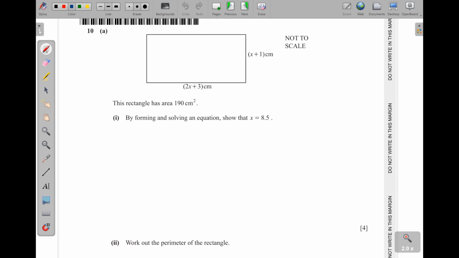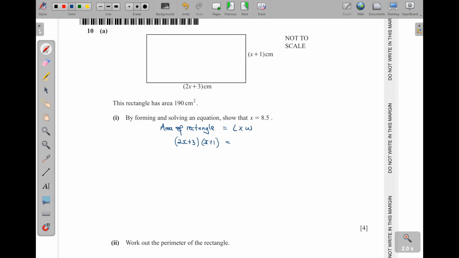Question 10, part A, we are given a rectangle which has the area 190 centimeters squared. Roman 1, by forming and solving an equation, show that x is equal to 8.5. Area of a rectangle is equal to length times width. So length times width. So that means we shall have 2x plus 3. We multiply by x plus 1.